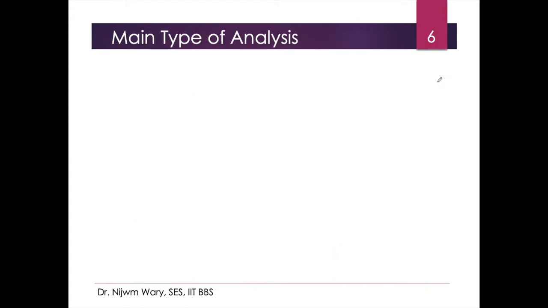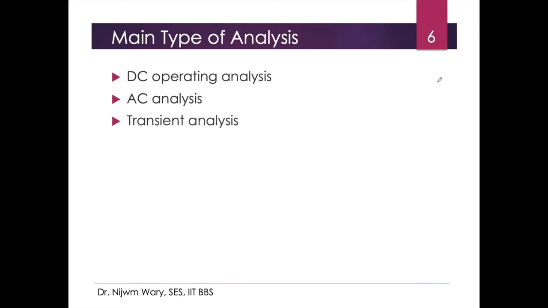There are 3 main types of analysis in SPICE. One is the DC operating point analysis, the other is the AC analysis, and the third is transient analysis. There are other kinds of analysis, but they are generally subsets of these 3 main types. So let's go one by one through each of these analyses.